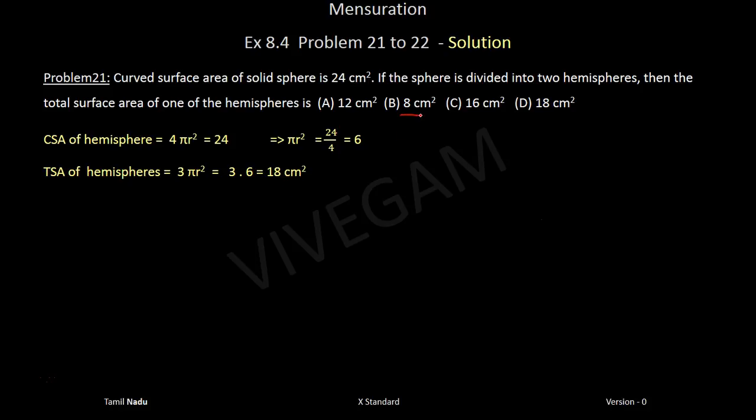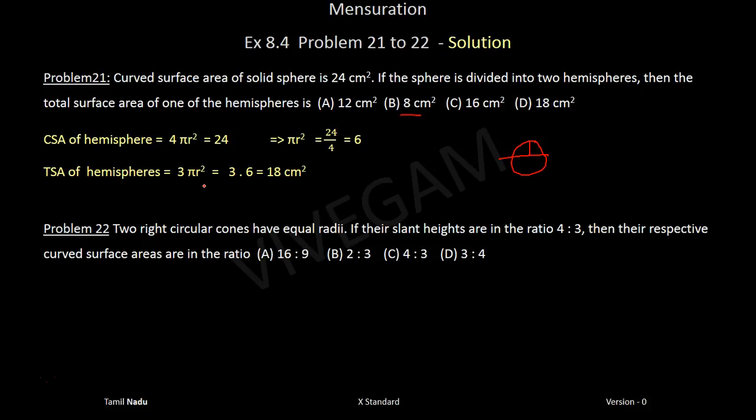So if, let's say, this is the sphere, you are cutting it into two. So the radius is the same. It's the same number. So that is why we can use the same pi r square value. The only thing is that since they are asking for the hemisphere's total surface area, it will become 3, because that top area also needs to be calculated.